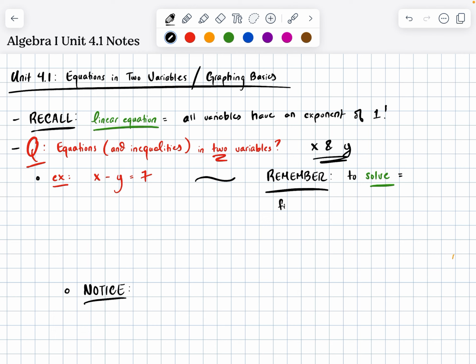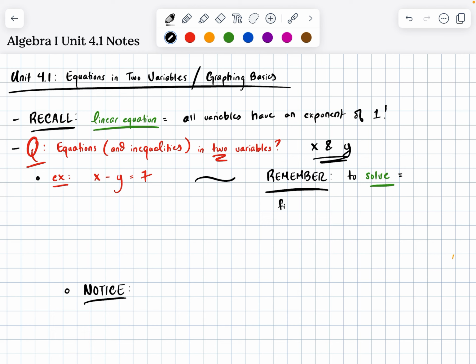Can you find some solutions to x minus y equals 7? What are some pairs of numbers for x and y that you could identify that would make this equation true? Go. All right, hopefully you've played around. Let me give you a couple of my own.